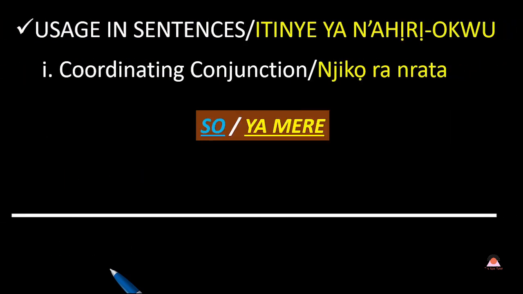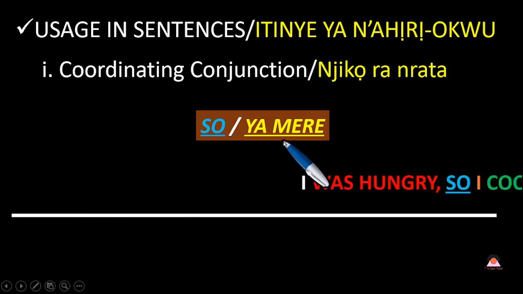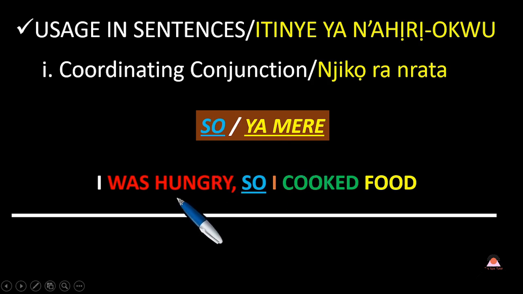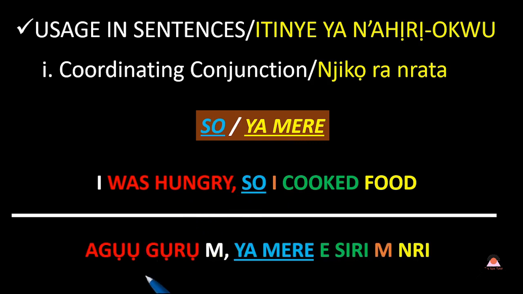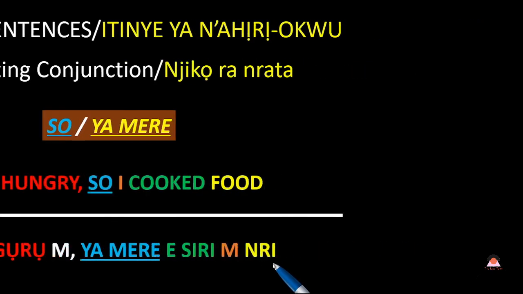We'll move on to so. And Igbo is ya mere. We'll look at the sentence now. I was hungry, so I cooked food. What is that in Igbo? Agụụ gụrụ m, ya mere, esiri m nri. So, ya mere. That is clear enough.